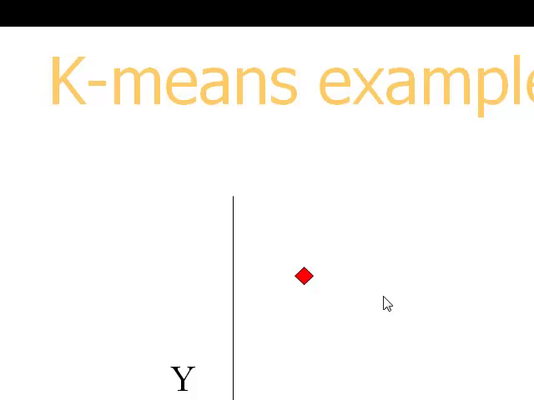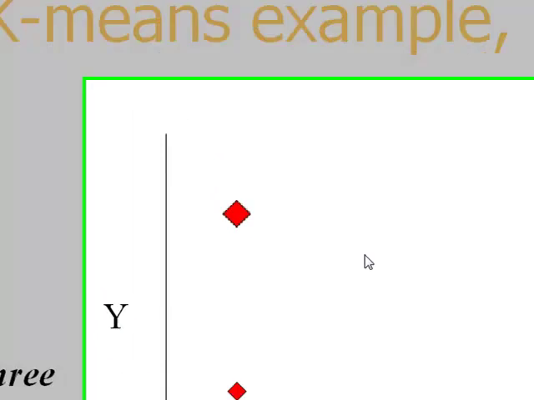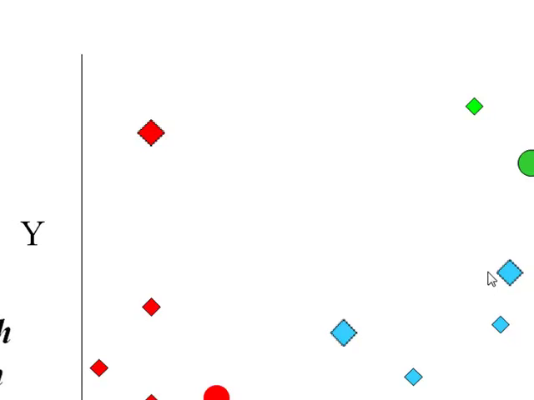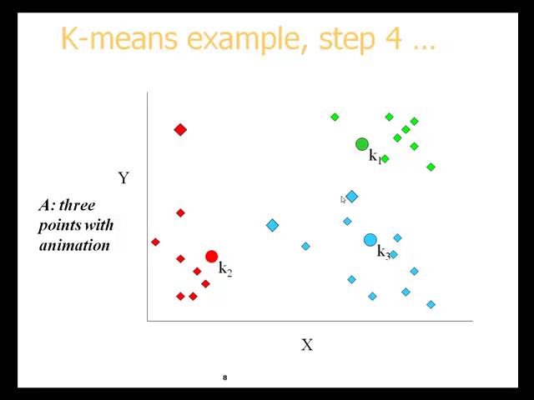So the 3 points with the animation, let's see. This one, and this one. Okay? So does everyone understand what we just did? Now what do you suggest we do? Well, we just changed the natures of the clusters, right? So what should we do now?